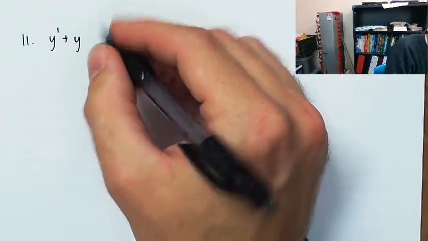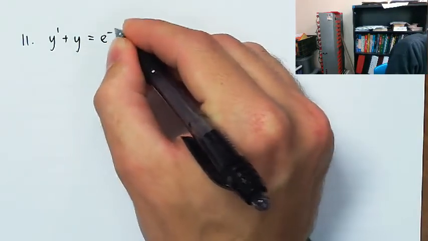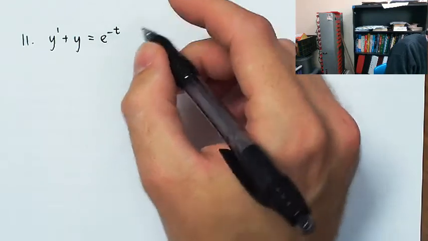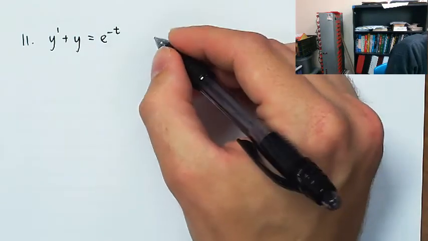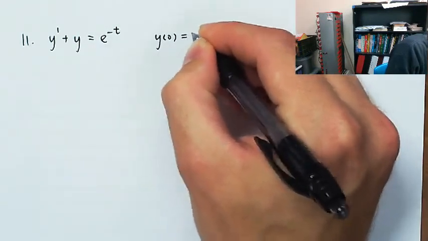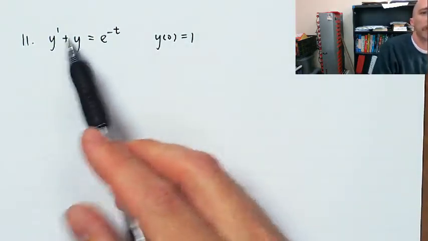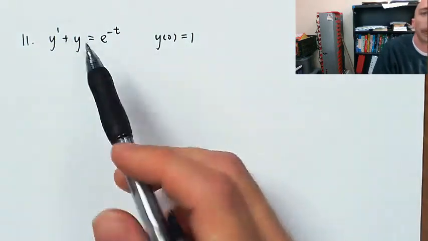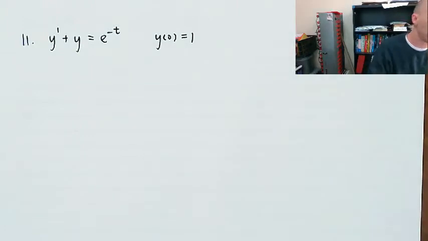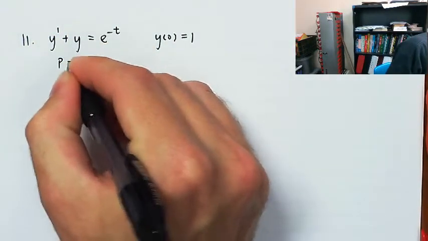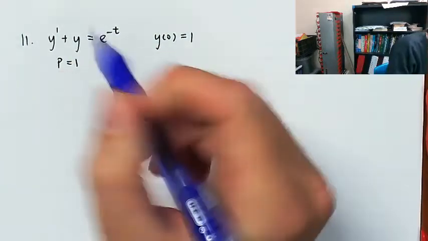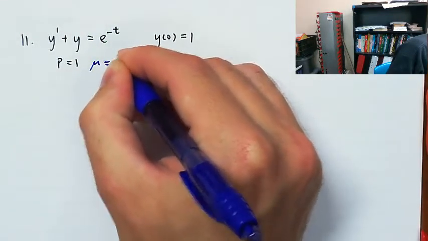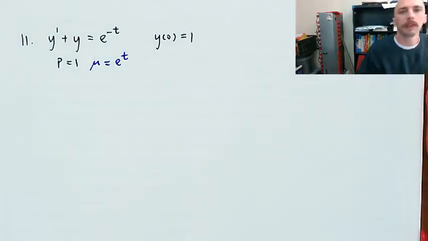Y prime plus y equals e to the negative t, and y of 0 equals 1. Okay, well, this is the same setup over here. This is the same p as the previous problem, so I know I'm going to have the same integrating factor. Because p equals 1, I know that mu is going to be e to the antiderivative of 1, which is going to be e to the t.